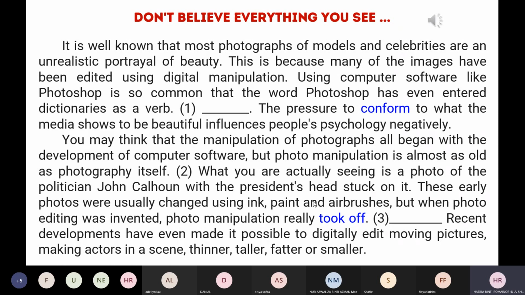You may think that the manipulation of photographs all began with the development of computer software, but photo manipulation is almost as old as photography itself. What you are actually seeing is a photo of the politician John Calhoun with the president's head stuck on it. These early photos were usually changed using ink, paint and airbrushes. But when photo editing software was invented, photo manipulation really took off. Recent developments have even made it possible to digitally edit moving pictures, making actors in a scene thinner, taller, fatter or smaller. Okay, next one.